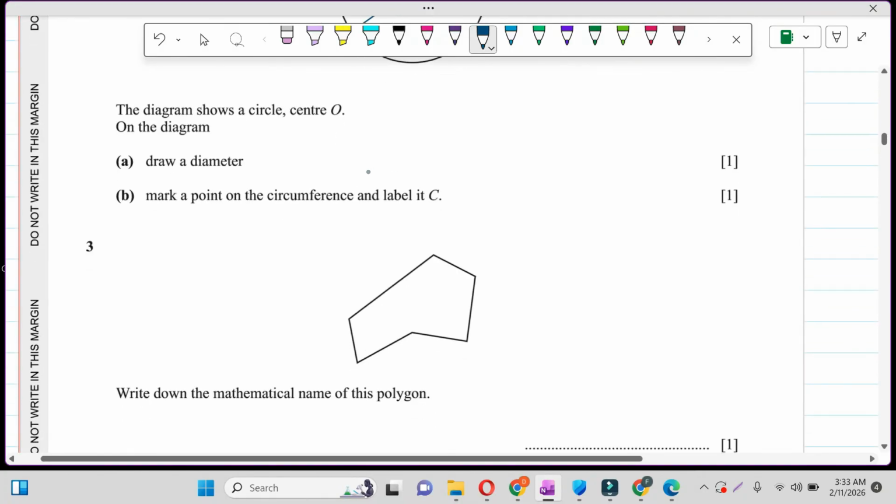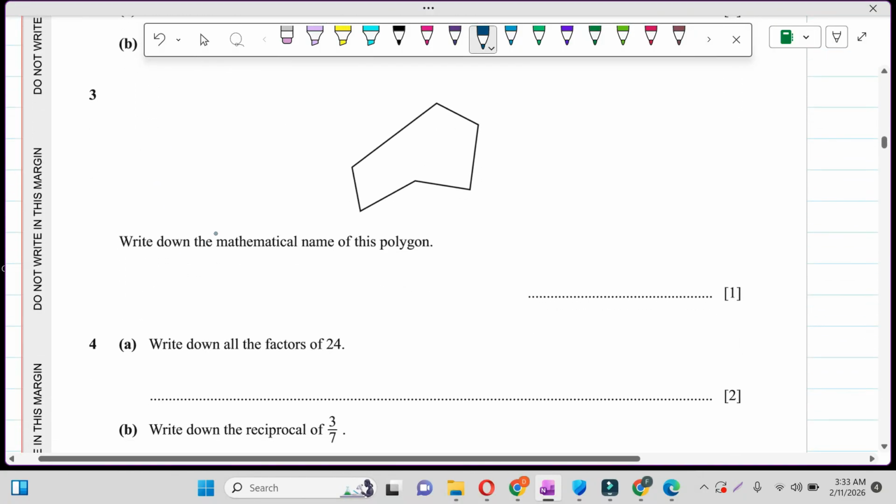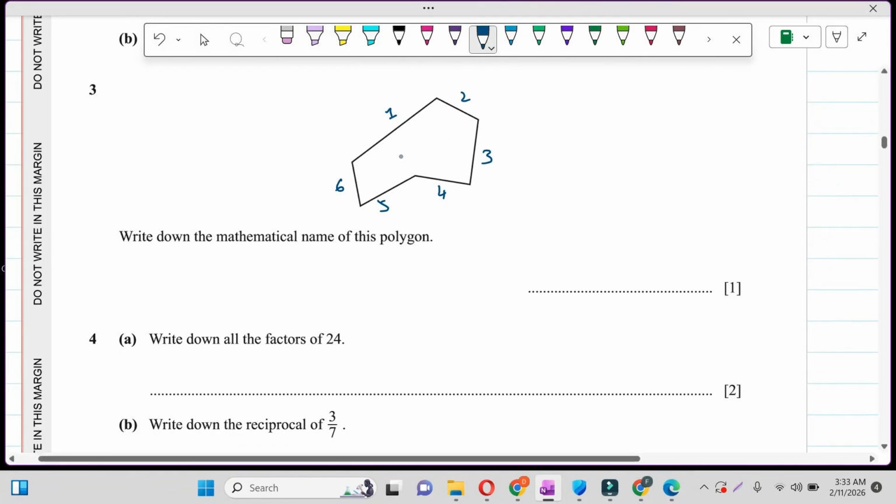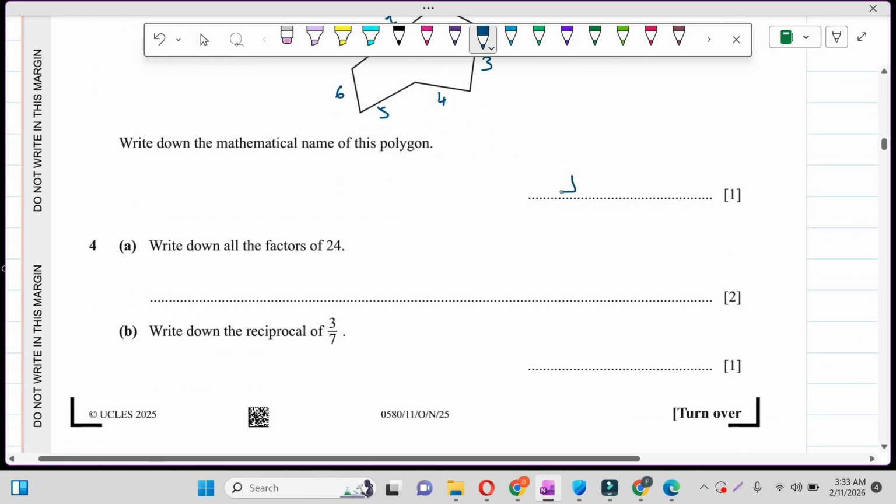Now, question number 3. Write down the mathematical name of this polygon. We have the polygon which has how many sides? 1, 2, 3, 4, 5, and 6. There are 6 sides. We can see that this one is the hexagon.